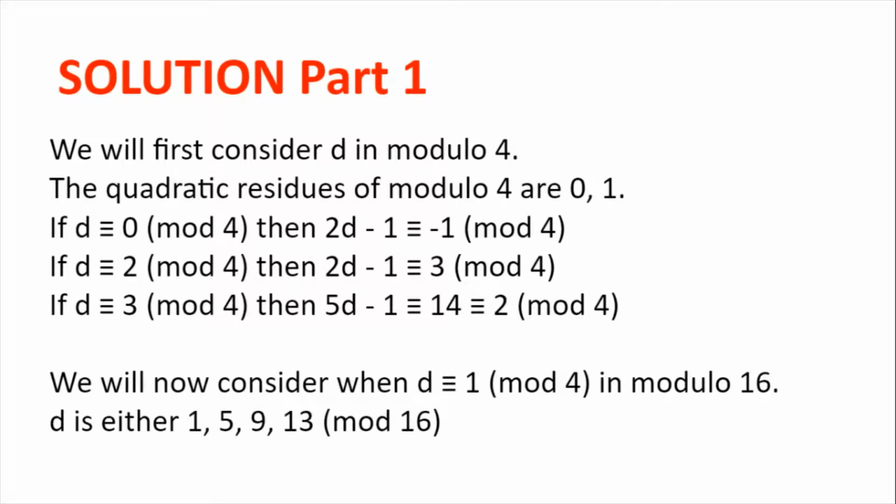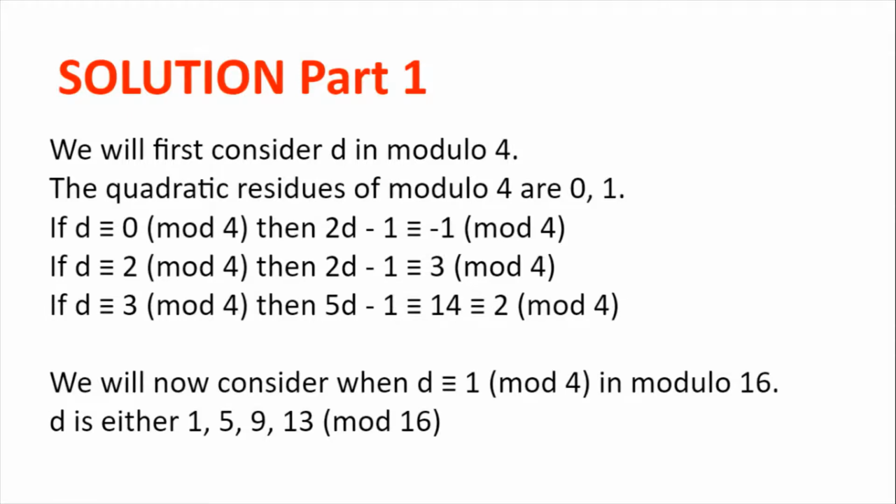Solution. So we will consider D in modulo 4. Now the quadratic residues of modulo 4 are 0 and 1, because 0 squared is 0, 1 squared is 1, 2 squared is 4, or 0 because we're in modulo 4, and 3 squared is 9, or 1. So this means that when a square is divided by 4, it leaves remainders 0 or 1.